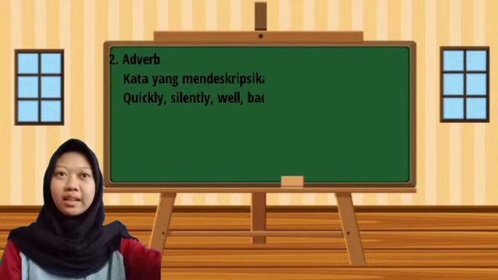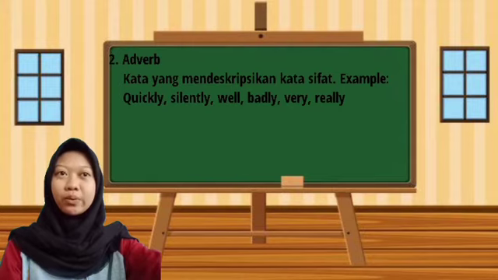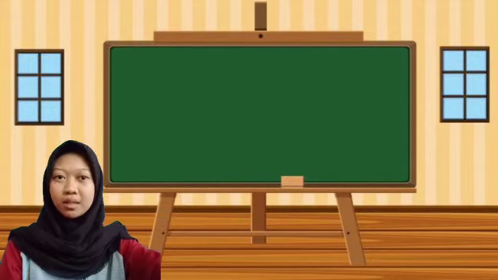Next, there is an adverb. Adverb is a word whose function is to describe the verb, adjective, or adverb itself. Example of words such as quickly, silently, badly, very, really, and others. Meanwhile, example sentence like he was very hungry. The word very here indicates the description.